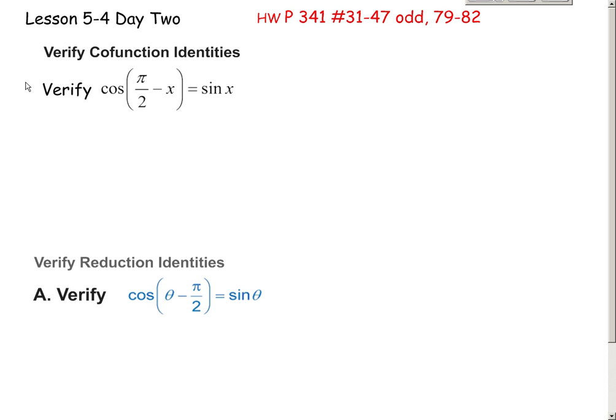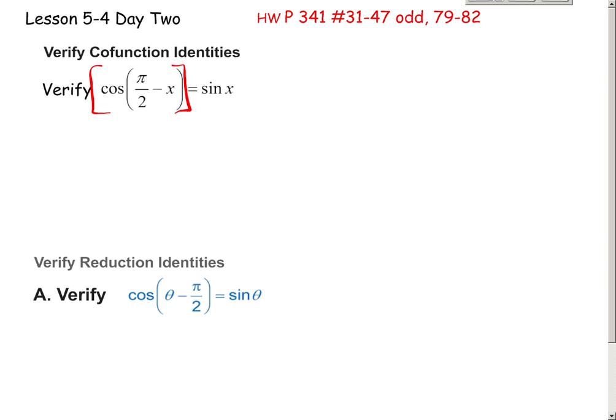Welcome. In day 2 of section 5.4, we're going to move into using the sum and difference identities that we learned earlier in the section to verify some identities, and then we'll be using them also to solve some trig equations. So for the first one here, we see that this expression, cosine of pi over 2 minus x, fits with one of our difference identities, the difference identity for cosine.